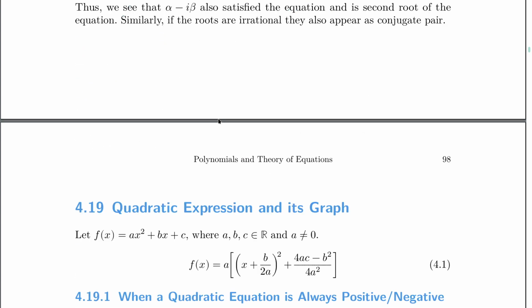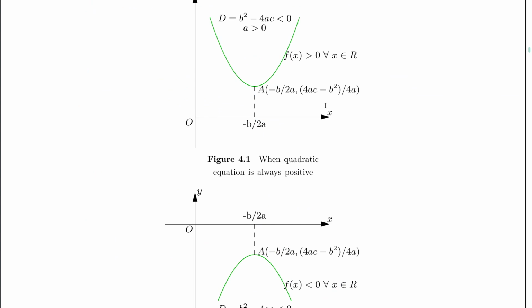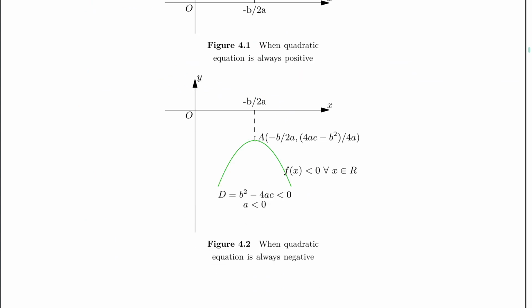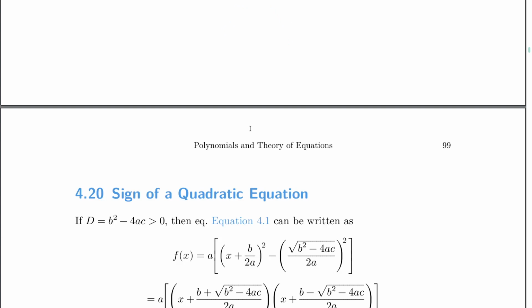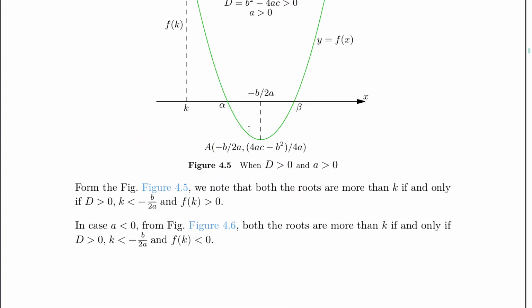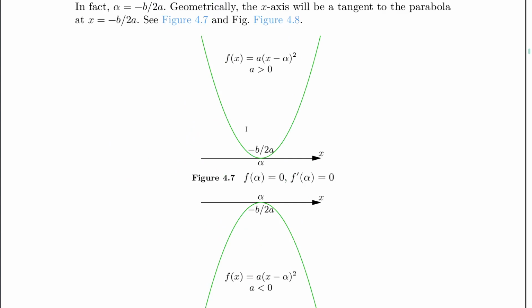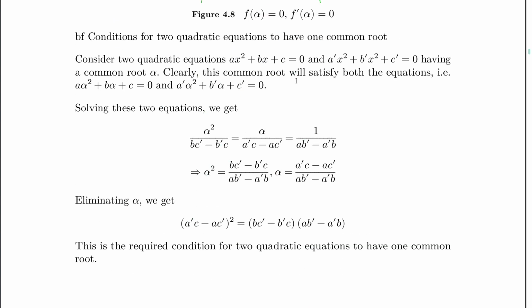So what is the discriminant? The discriminant is this: b square minus 4ac determines this height. 4ac minus b square determines this height. But if this becomes 0, that is, b square minus 4ac becomes 0, then the parabola will touch. Here also the parabola will touch, and thus we will have only one root, and that root will be minus b by 2a.